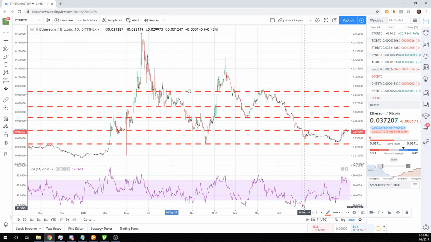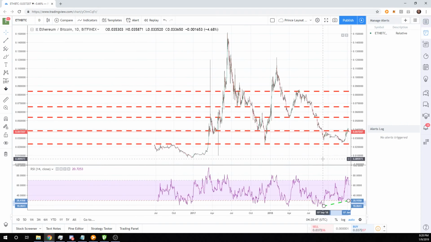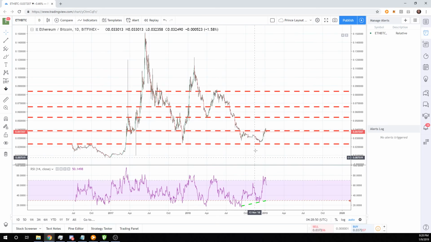Well, look at where the RSI was when we hit these support levels right here. This is an opportunity, according to the RSI. Is this an opportunity according to the RSI? Not so much. This is an opportunity to already be in, because according to the RSI, we're seeing a trend reversal. Okay. So let's take a look at some more trend reversals.